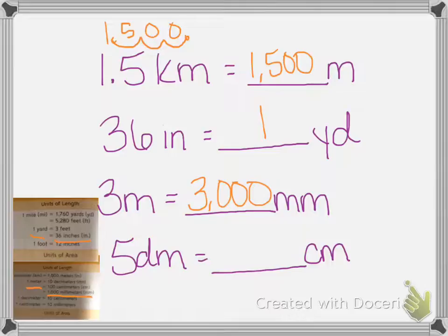3,000. And the last one says 5 decimeters equals blank centimeters. So again, if I look here, 1 decimeter equals 10 centimeters. So if I have 5 times 10, that is 50.